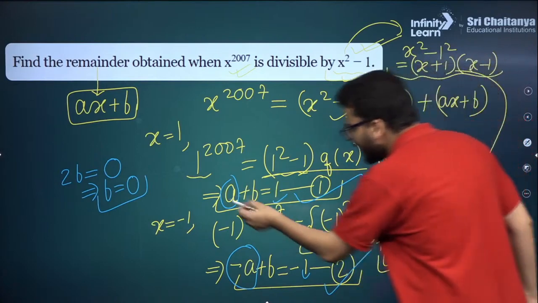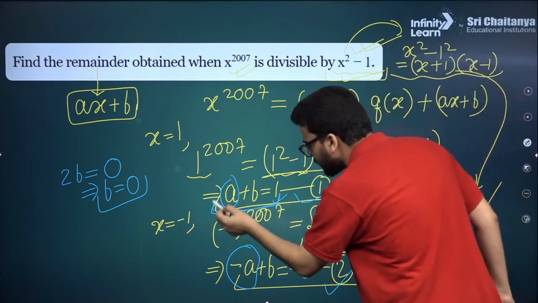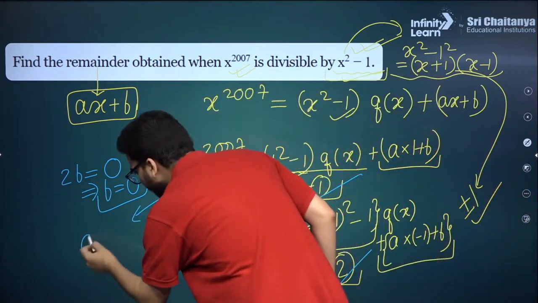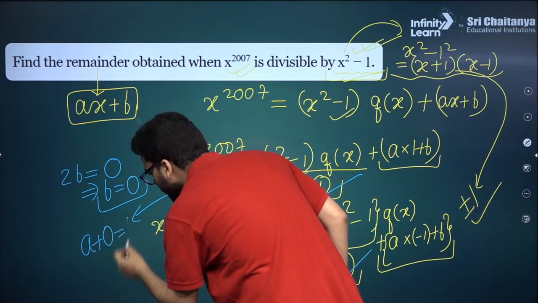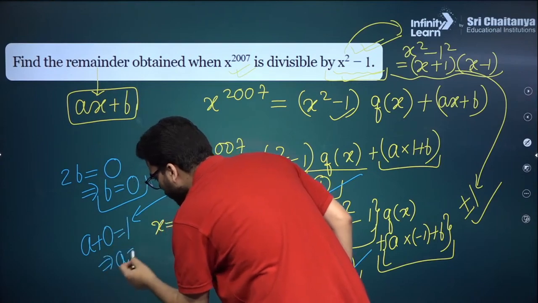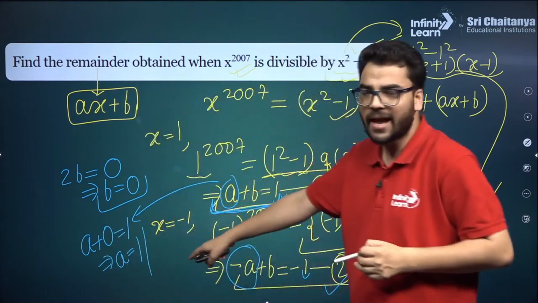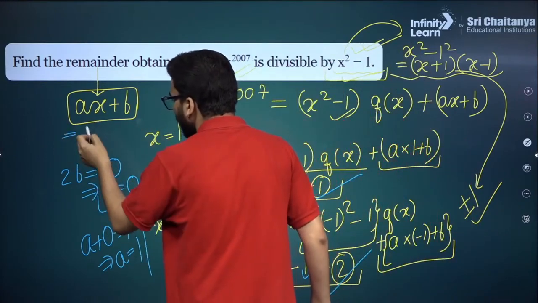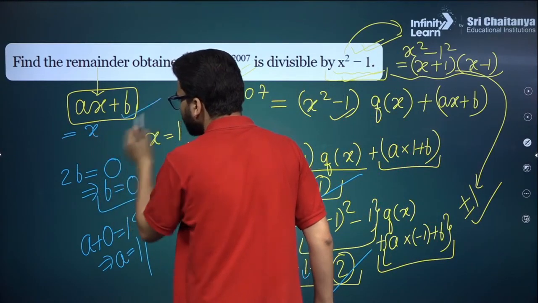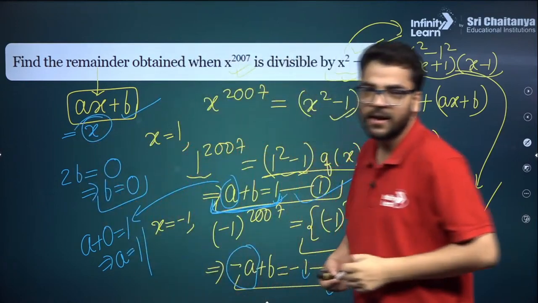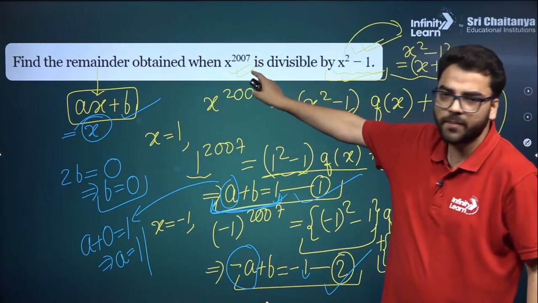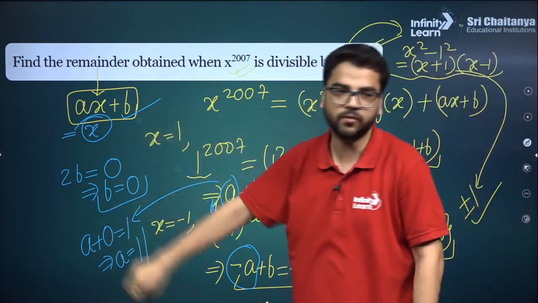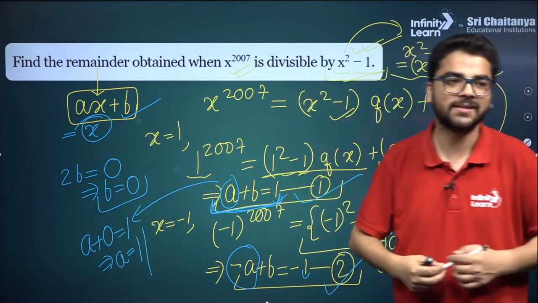If you put b is equal to 0 in this equation, you will get a plus 0, that is 1. So from here a is equal to 1. So what is the remainder, guys? The remainder was ax plus b. We are getting a equal to 1 and b equal to 0, so the remainder is x. It means if you divide x raised to the power 2007 by x square minus 1, the remainder will be x only. Is it clear to everybody in this session?